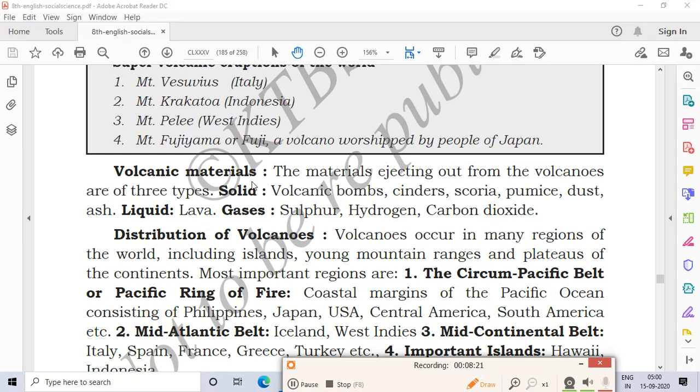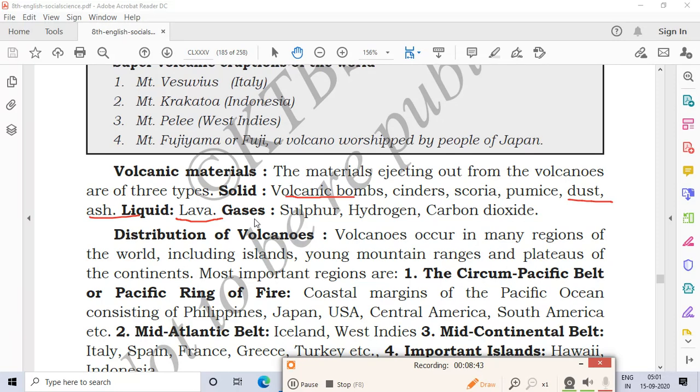So what are the examples of the solid materials which come out from the volcanoes? Volcanic bombs, cinders, scoria, pumice, dust, and ash. I think this volcanic bomb you can remember. Dust, ash. At least 2-3 names you should write for the types of solid volcanic materials. Next, we have liquid. Only lava will come out in the form of liquid.